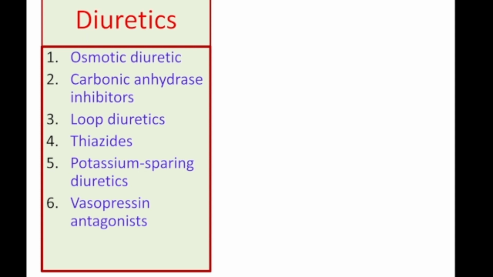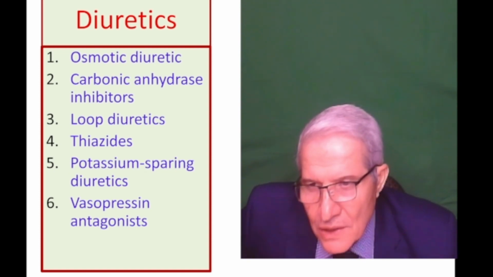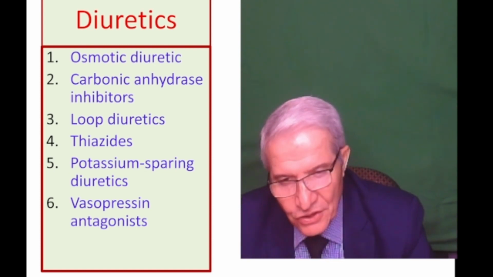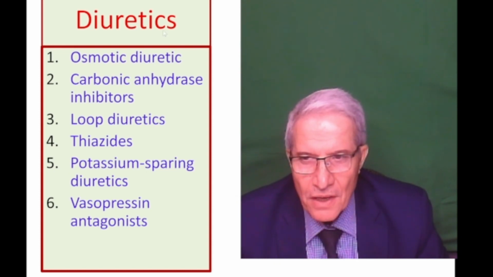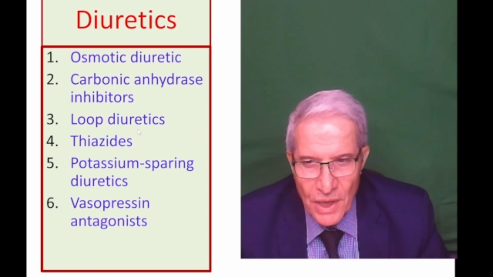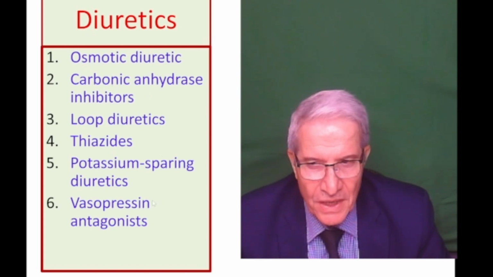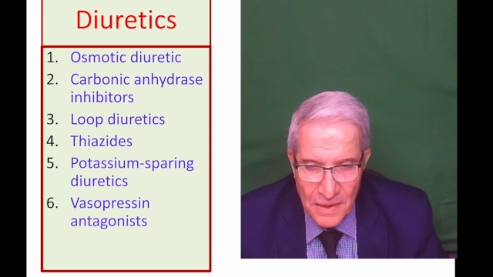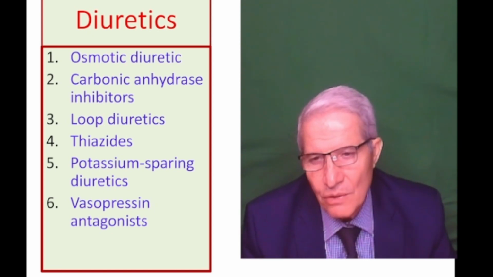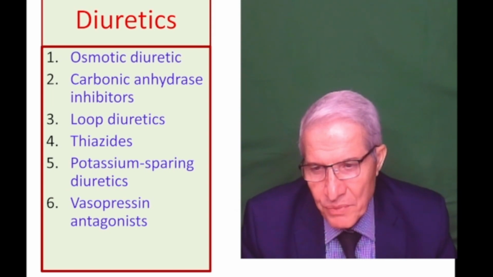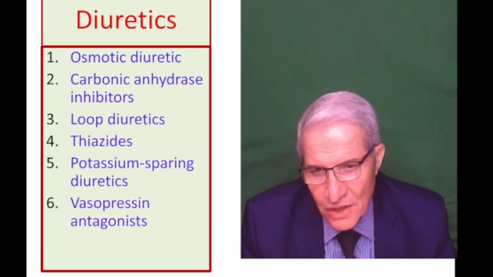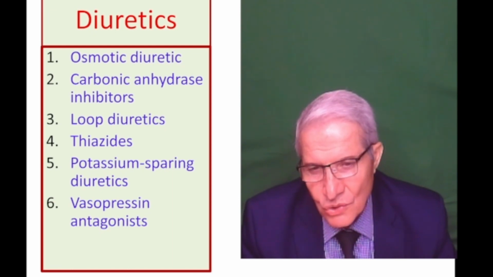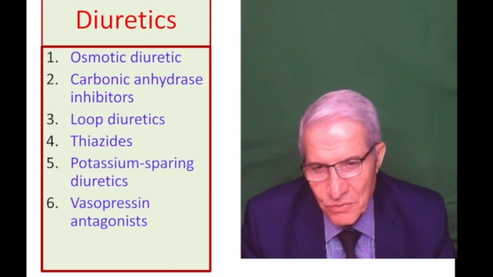We looked at the nephron. As you can see here, we have a group of medication categories, classifications: osmotic, carbonic anhydrase, loop diuretic, thiazide, potassium-sparing, and vasopressin antagonist. We discussed in the previous slides the site of action of these medications, the location. So the next part, we are going to speak about the mechanism of action, how these medications work, what the consequences are, and what happens if this medication is prescribed to the patient.